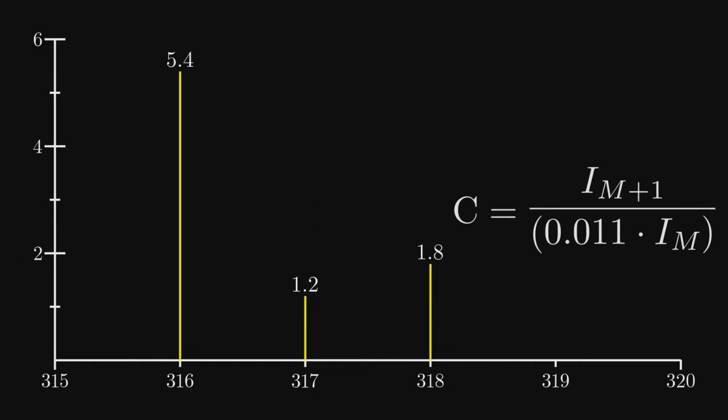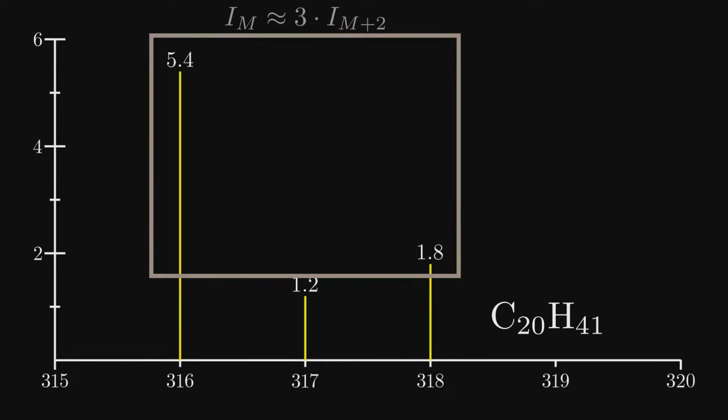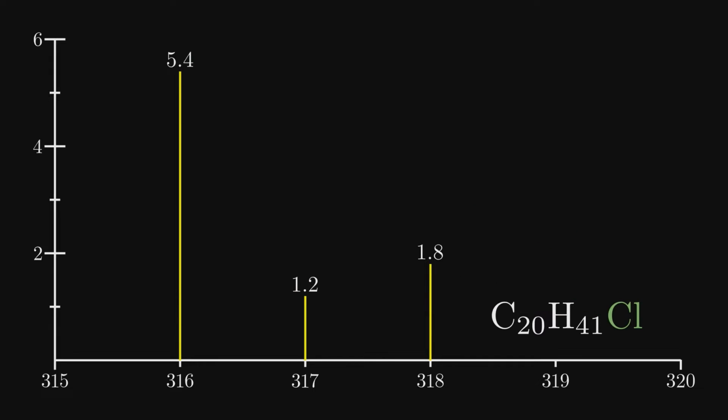Practice makes perfect, and we find this final example has 20 carbon atoms, which means there must also be 41 hydrogens. When comparing the M and M+2 peaks, we can conclude that the halogen must be chlorine because the M peak is about 3 times as big as M+2, giving us this final formula.